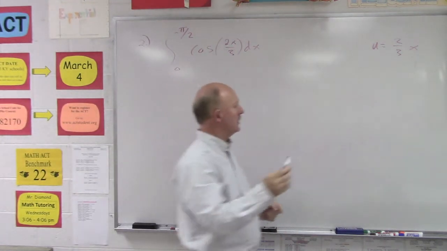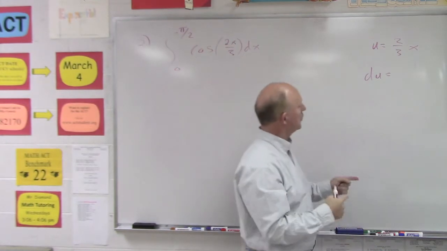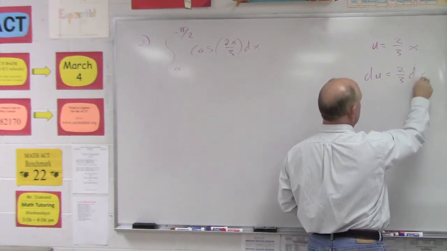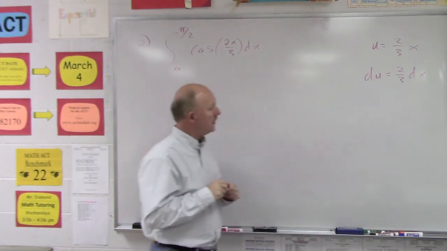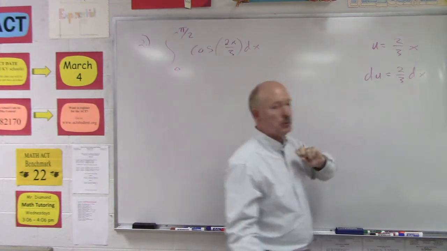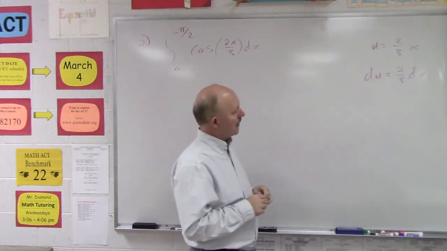I'm going to write it like this. So when you take your derivative, this will be du equals, now the derivative of 2/3 x is just 2/3. This will be 2/3 times dx on the right hand side. So the derivative of u is du, the derivative of 2/3 x is just 2/3. So maybe you drop that variable when you take the derivative on the right hand side.